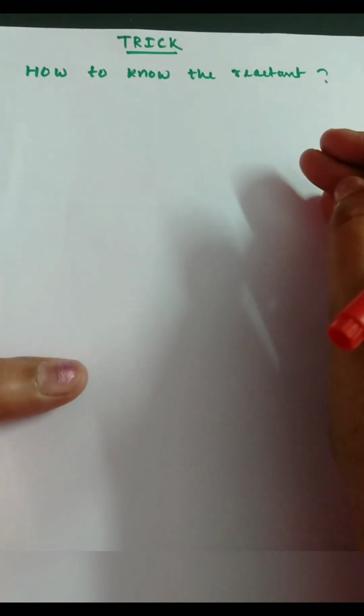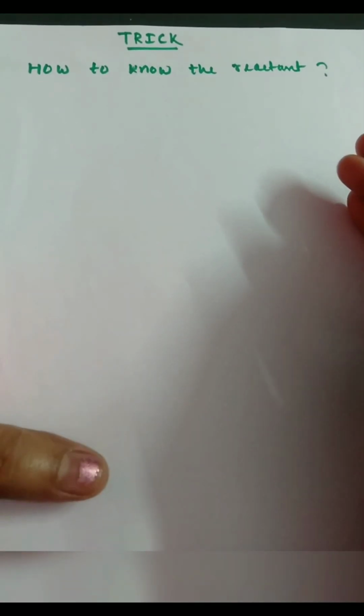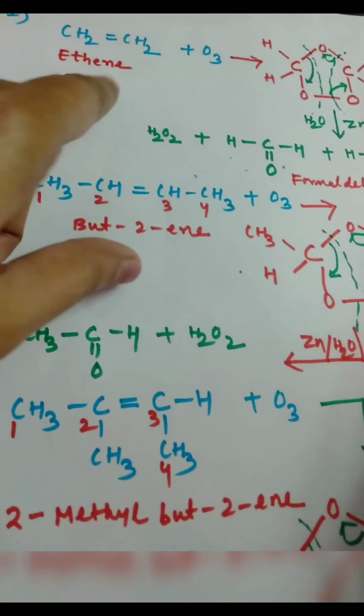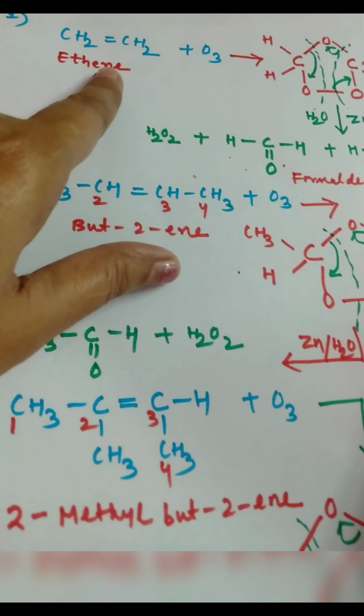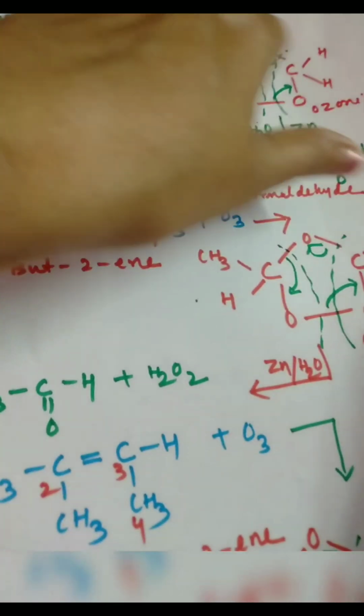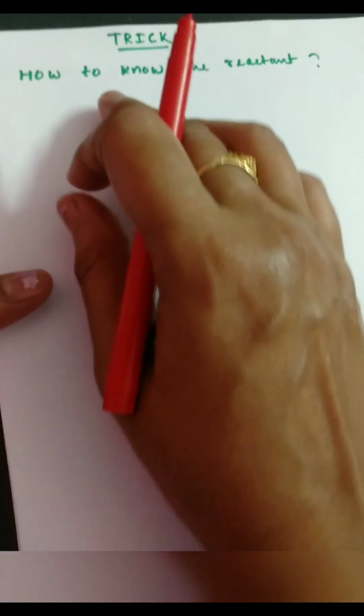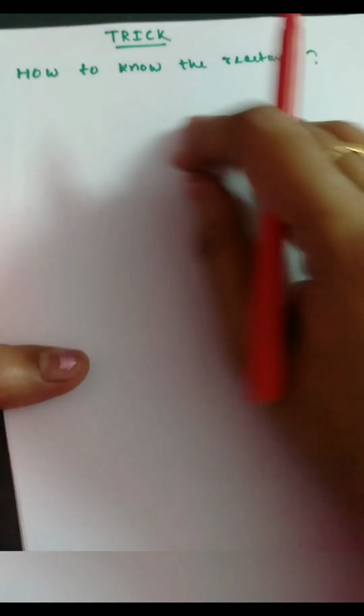So what is the easy trick without doing the mechanism? See here, let us take this example, ethylene. Without doing the mechanism, how will you know that two formaldehyde molecules will be formed? First of all, how do we know the reactants from the product side?